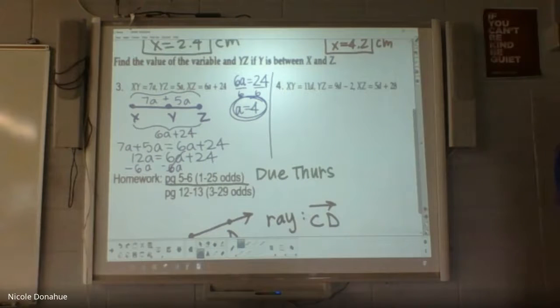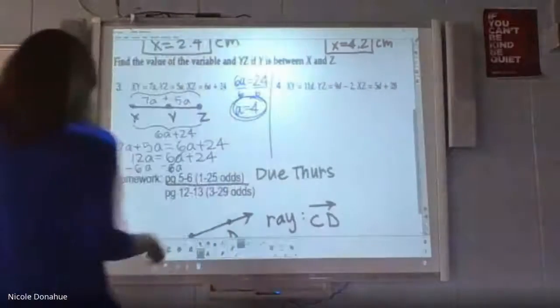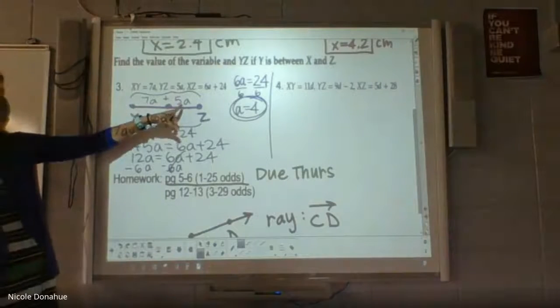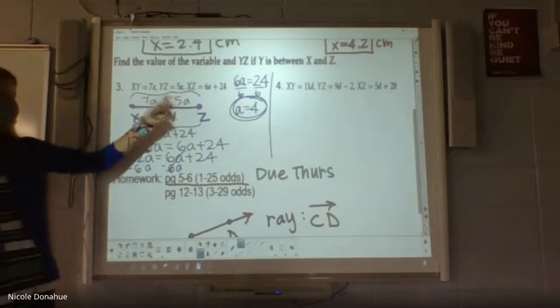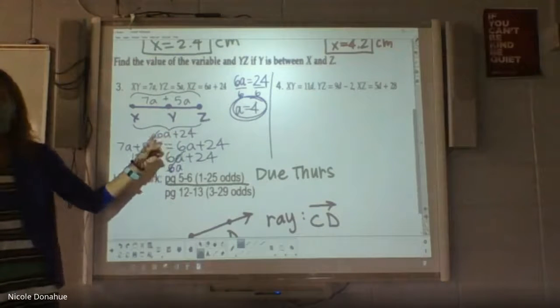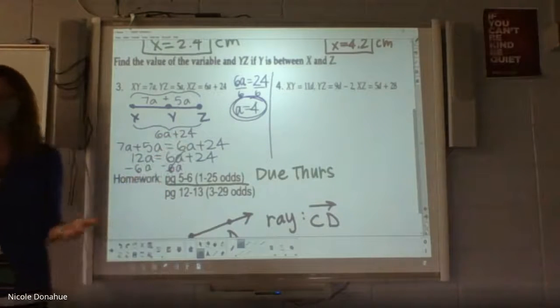Now, A is 4. This is a great type of problem to actually go and check. They also ask for YZ. If I put this in, 4 times 7 is 28. 4 times 5 is 20. So the whole thing should be 48. If I check that, 6 times 4 is 24, plus 24 is 48.